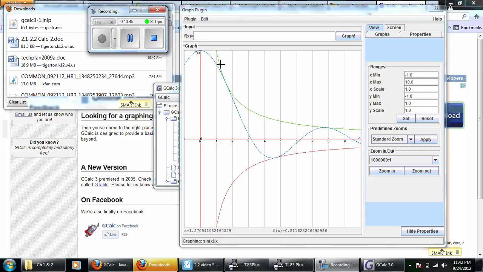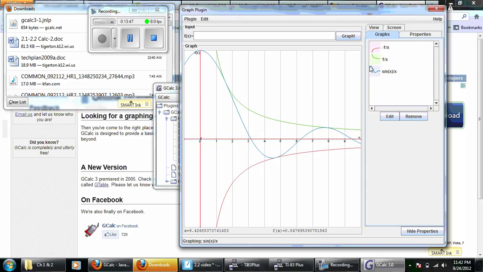So if we take a look here at our graphs, the red function is the negative 1 over x function. The green function is the 1 over x function, and then the blue function is the sine of x over x function. So as you can see, this sine of x function goes up and down, and it oscillates between the two, but it never passes either one of them. And as you see, it's getting squished between these.